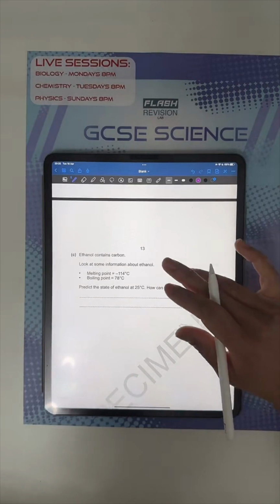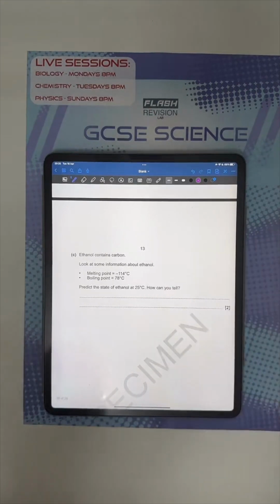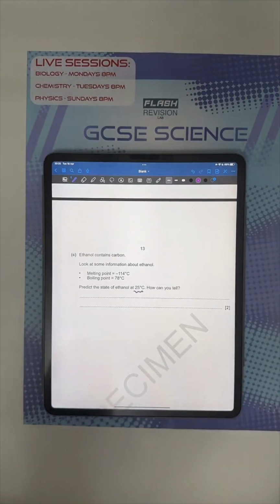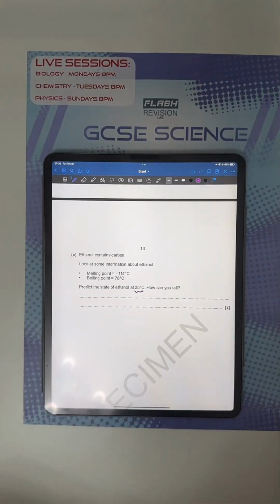Next question, look at some of this information about ethanol. So we've got the melting point of ethanol, we've got the boiling point of ethanol. Predict the state at 25 degrees. So that's room temperature. What do you guys think?